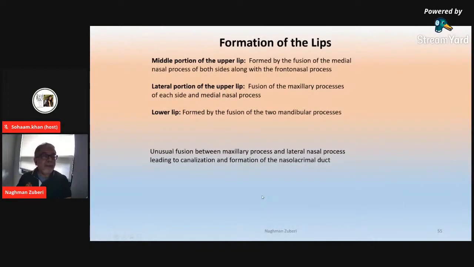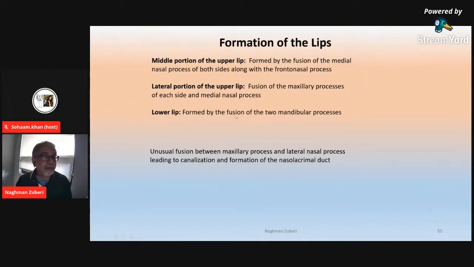The middle portion of the upper lip is formed by the fusion of the medial nasal process of both sides along with the frontonasal process. The lateral portion of the upper lip is formed by fusion of the maxillary process of each side with the medial nasal process, not with the lateral nasal process. Keep this in your mind.